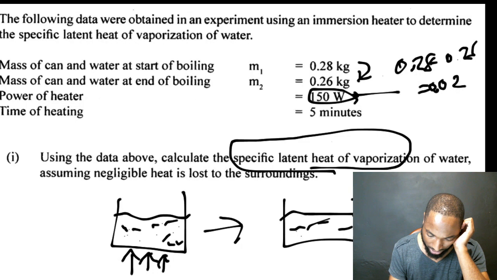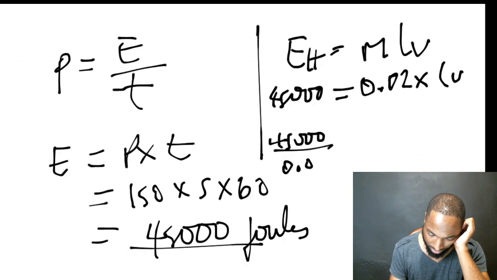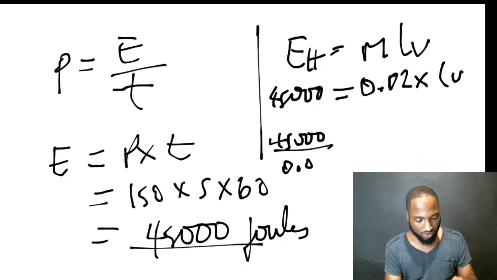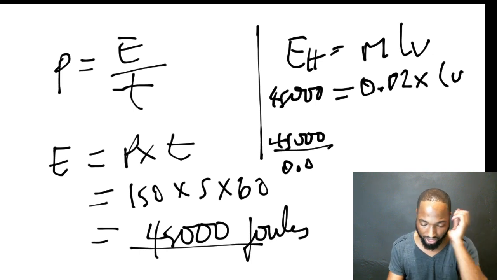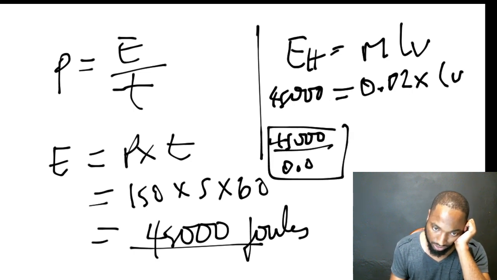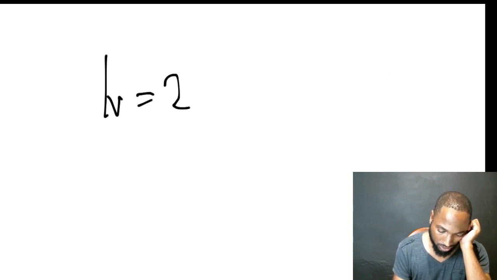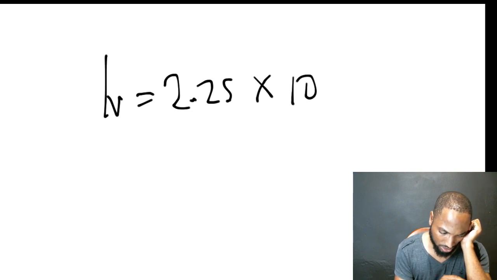I think it would come to be exactly that, right? So 45,000 divided by 0.02, same thing, right? So it means we went down correct. This is equal to L_V, which turns out to be 2.25 times 10 to the power of 6.